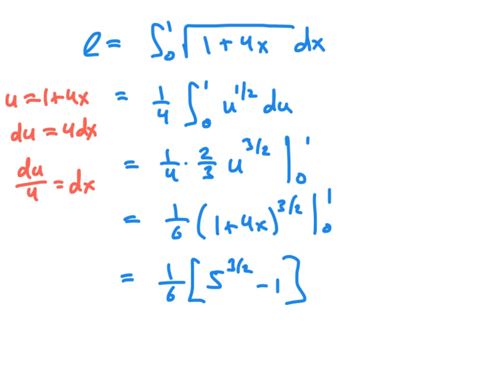We can substitute these expressions into our integrand, and we end up with 1/4 times the integral from 0 to 1 of u to the 1/2 power du. We find an antiderivative for u to the 1/2, which is 2/3 u to the 3 halves. We combine our constants and substitute 1 plus 4x back in for u, and evaluate from 0 to 1 using the fundamental theorem of calculus, and our resulting arc length is 1/6 times the quantity 5 to the 3 halves minus 1.